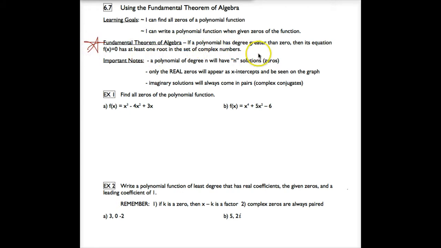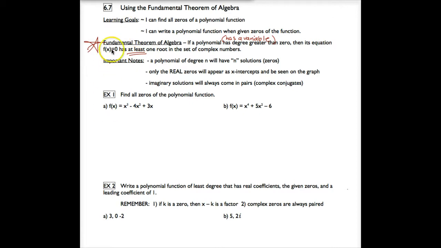It says if a polynomial has degree greater than 0, so that means it has a variable, because degree 0 means it's a constant, meaning there is no x. So if you have a polynomial that has a variable, so at least an x, then its equation, if you set it equal to 0, has at least, meaning it could be more, one root in the set of complex numbers. So basically that means if you have at least an x, you have at least one solution. It might be imaginary, it might be real, but there's going to be at least one solution.